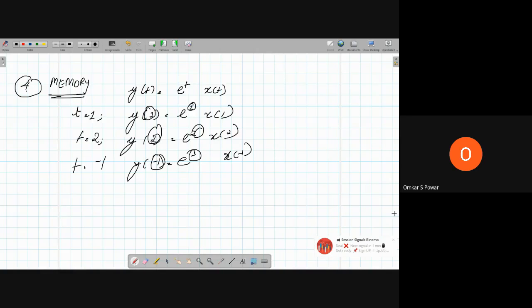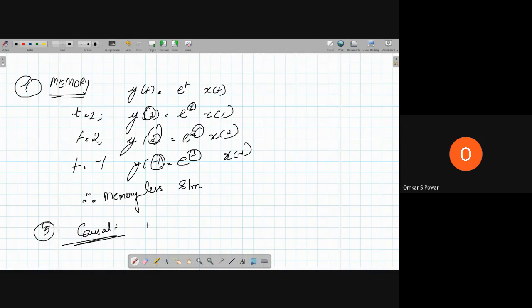So it is a static system, and therefore it is a memoryless system. What I told is, if it is memoryless, it is causal. You can write directly, it is causal. So this is how you solve the problem.